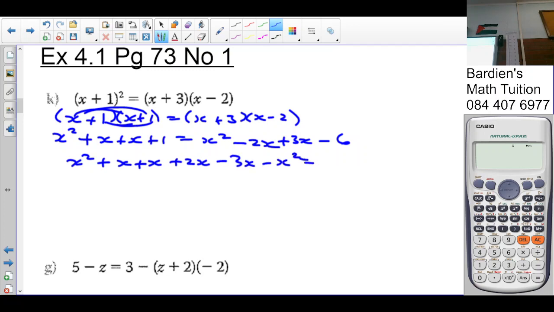Equals. Carry on. What are you going to do now? Add like terms. What is x plus 2x? 4x minus 3x? x minus 0. So x equal to negative 0.